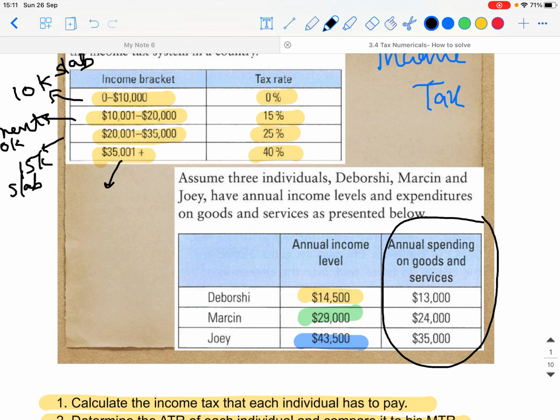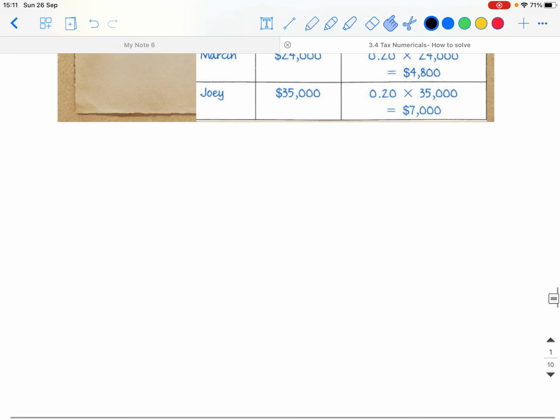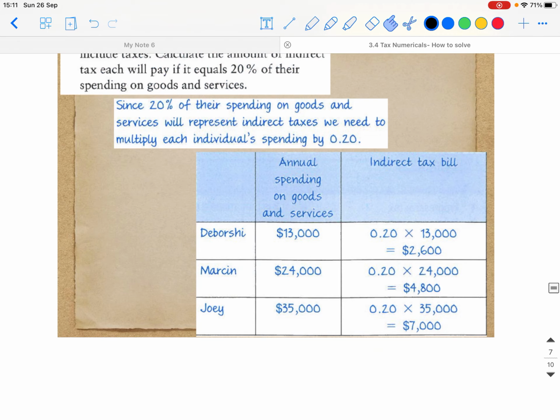So we are kind of assuming, or the question is given to us, that Deborshe has on an average her total annual spending on goods and services is 13,000. Okay, and Marston's is 24,000 and 35,000. So we can just take that information and write it, which we have put up in this table over here. Okay, this is their annual spending on goods and services. That same column written down as it is.